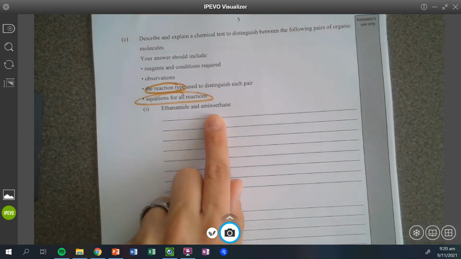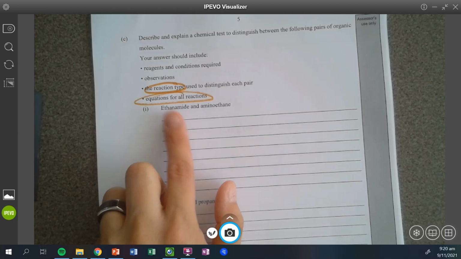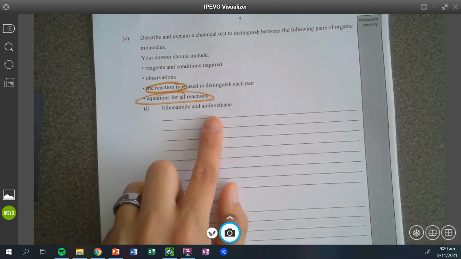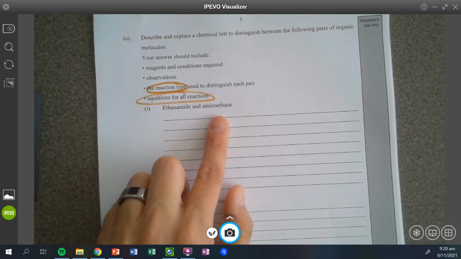Ethanamide and aminoethane, this one should be a really easy one. A lot of you guys, for some reason, always think the amide is the base. It's the amine, that's the base. This one's neutral. I got some weird things with this guy saying it was acid. It's not.